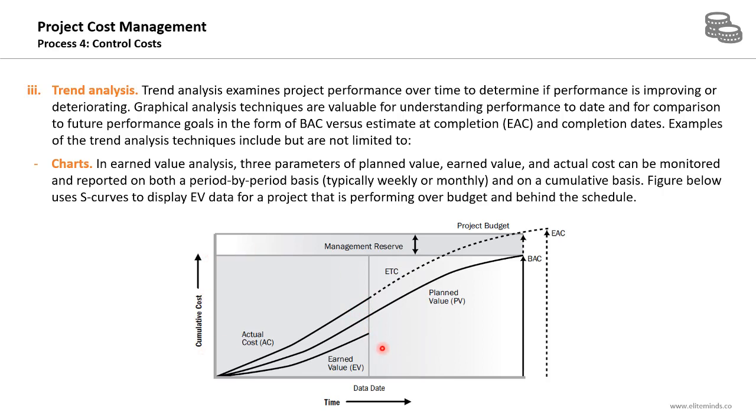Now, the formula, for example, of the cost variance is the earned value minus the actual cost. Here is the earned value, and here is the actual cost. Earned value minus actual cost will give you a negative result.